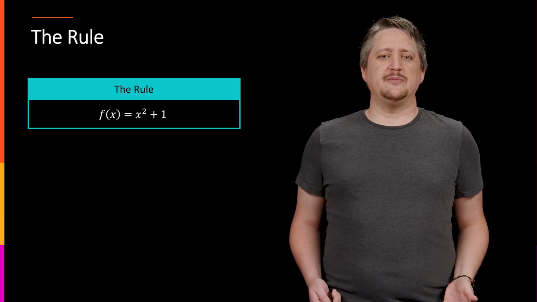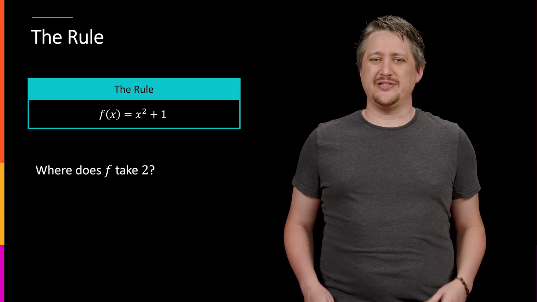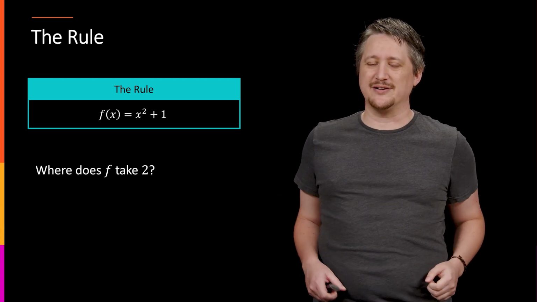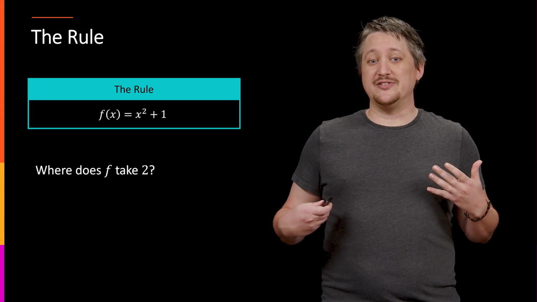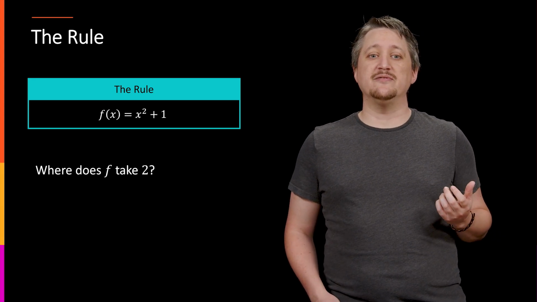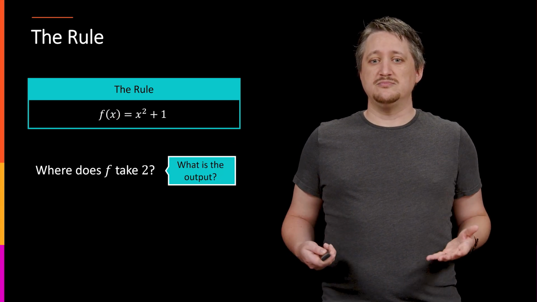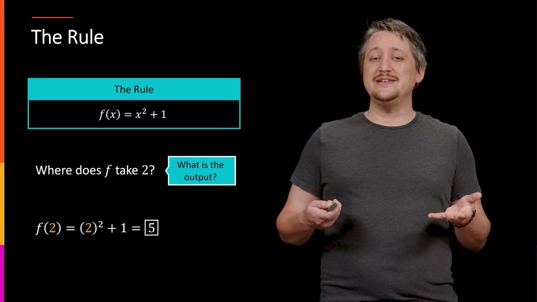So then you might see something like, okay, where does f take 2, or where does f send 2? There's usually this sort of connotation of f picking something up and bringing it elsewhere. So here, when we say where does f take 2, what we really mean is that we want 2 to take the place of that dummy variable. We want 2 to take the place of this x. So we want the output. We would then put the 2 in place of x.